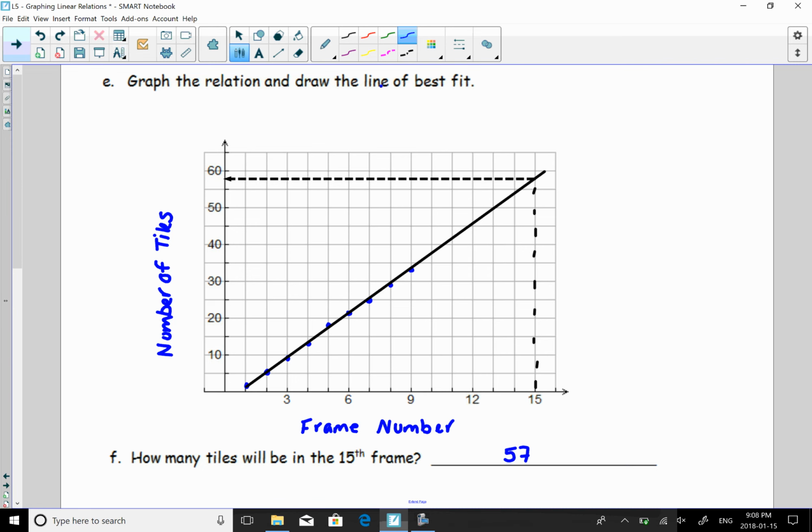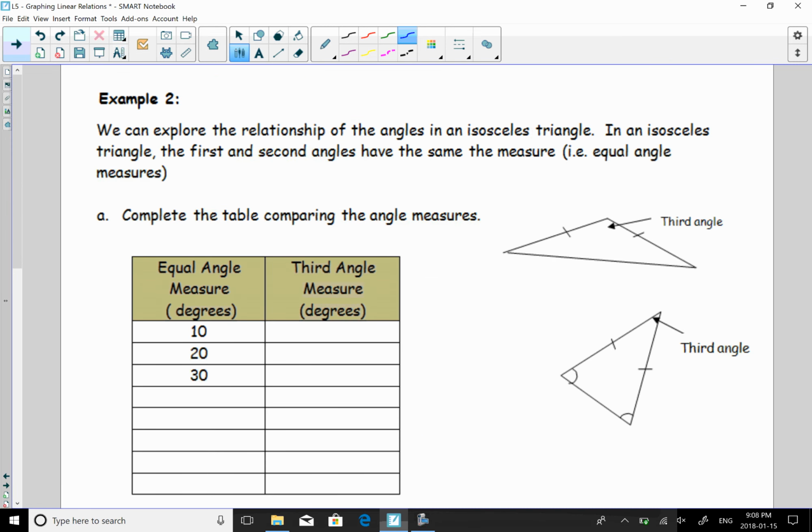Example 2, we can explore the relationship of angles in isosceles triangles. In an isosceles triangle, the first and second angles have the same measure. So they have the equal measure. Okay. So here, this angle and this angle in an isosceles will be the exact same.